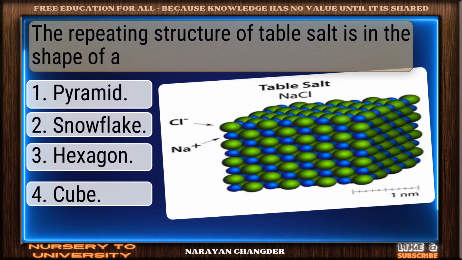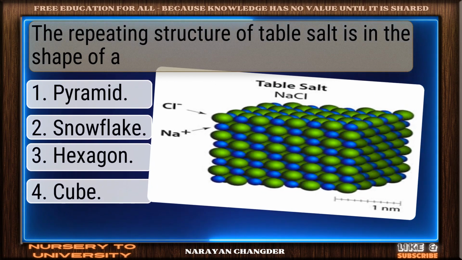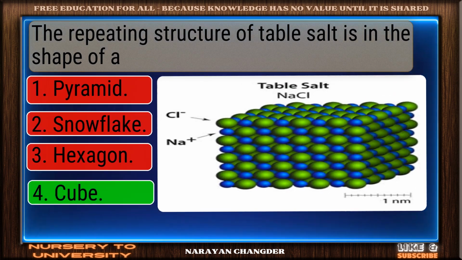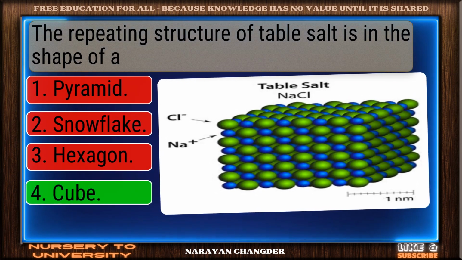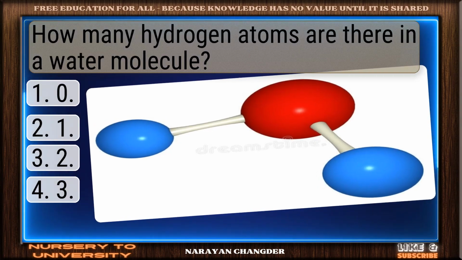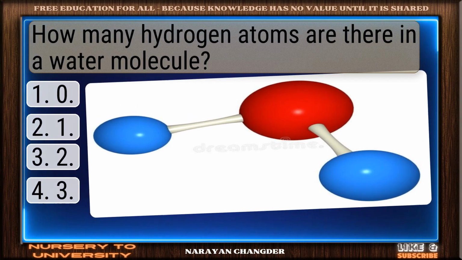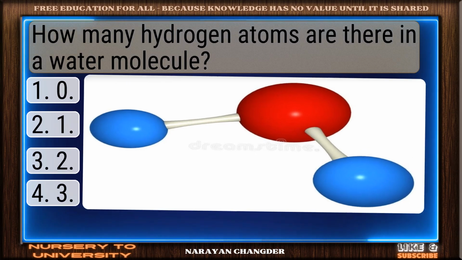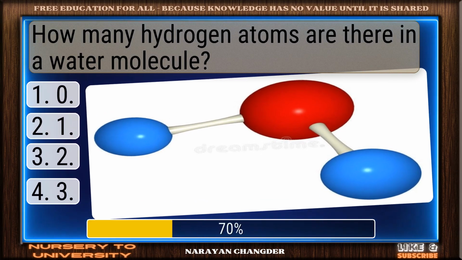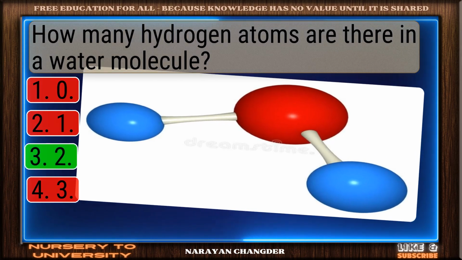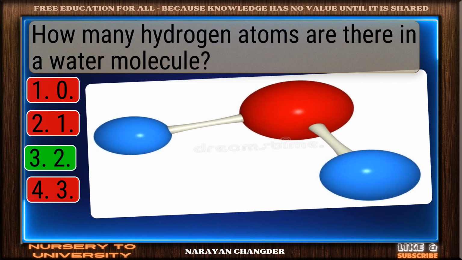Question number 21. The repeating structure of table salt is in the shape of a. Nicely done. Cube is the solid answer. Question number 22. How many hydrogen atoms are there in a water molecule? Correct response. 2 is the most accurate answer.